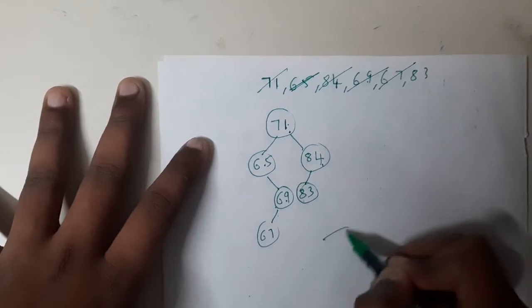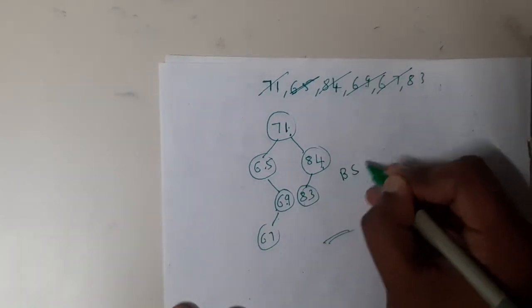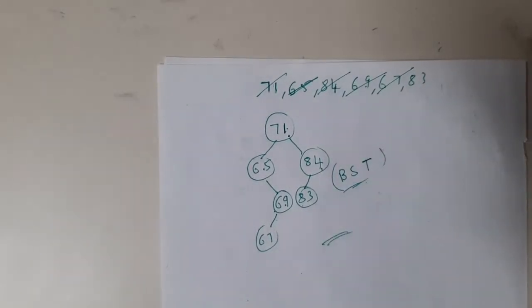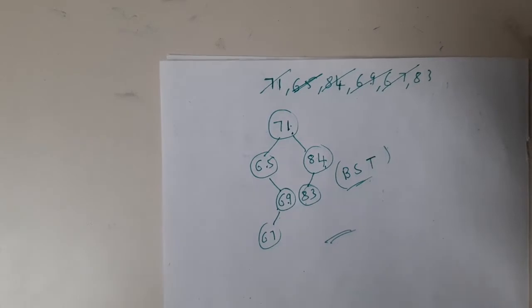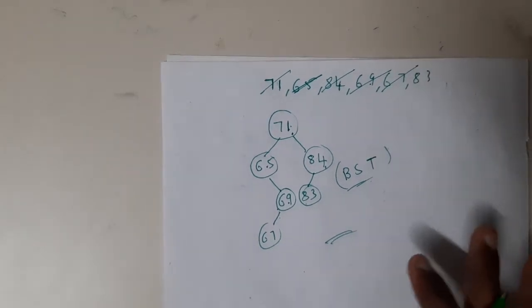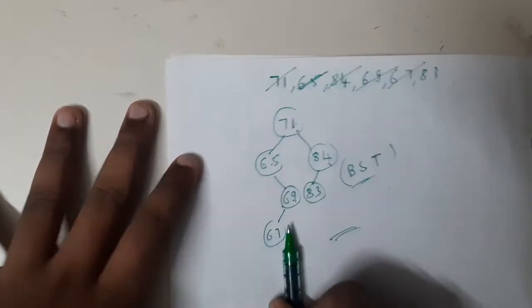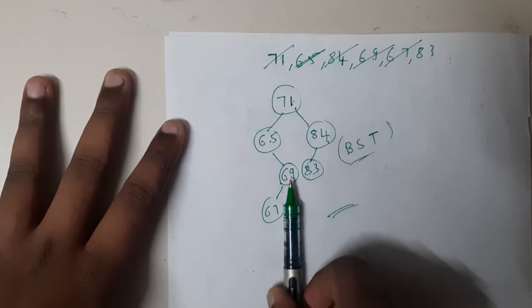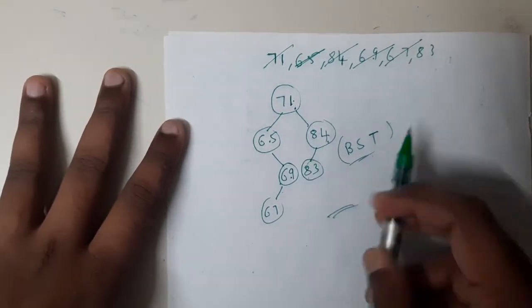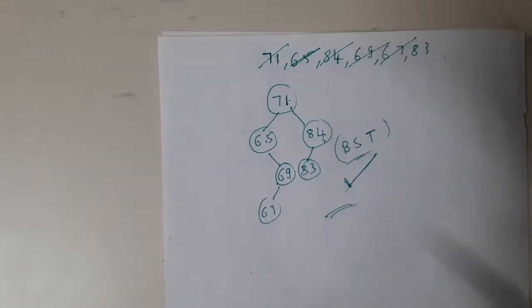At the end we got the tree. This is nothing but the BST, binary search tree. A few of you might ask how you can be so sure you have drawn it correctly. There is a small advantage in a binary search tree: if you do an inorder traversal, you should get the ascending order. So 65, 67, 69, 71, 83, 84. We are getting the ascending order, hence it is a correct binary search tree.